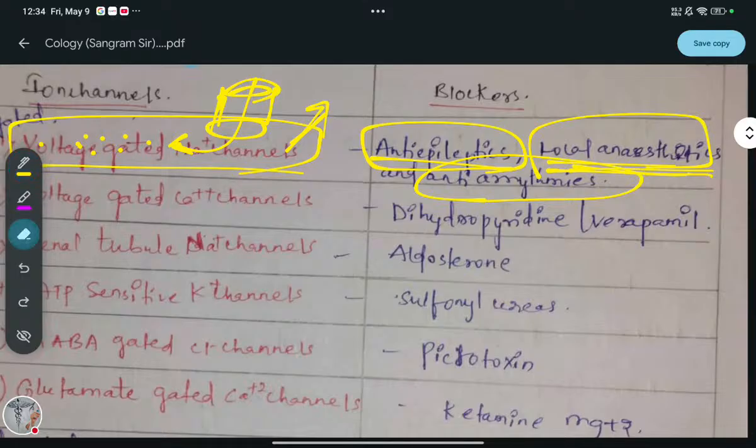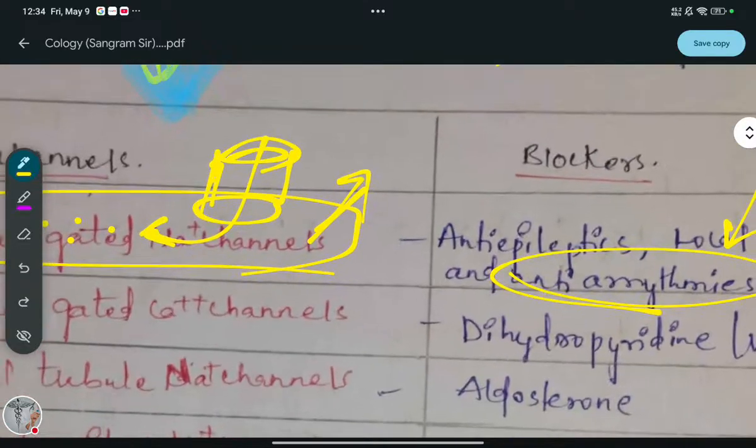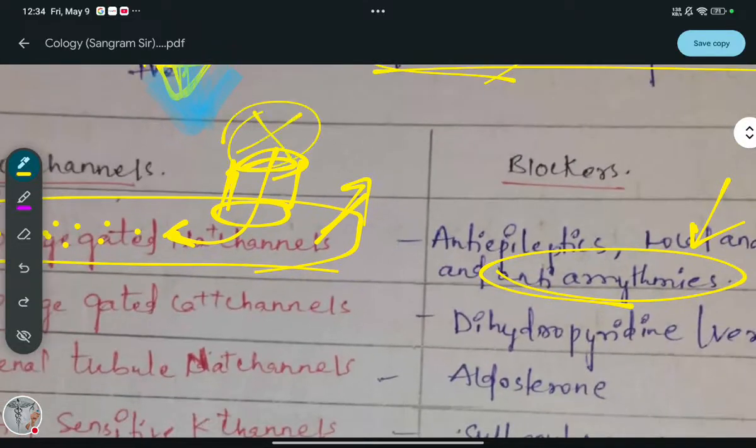And what is antiarrhythmic? In the case of antiarrhythmia, what will happen? Arrhythmia is of two types: one is tachycardia, one is bradycardia. When tachycardia takes place, more contraction of the cell takes place, due to which tachycardia takes place. Yes or no? So to decrease the tachycardia, or to treat the tachyarrhythmia, we can block the sodium channel. Which type of sodium channel? Voltage gated sodium channel.